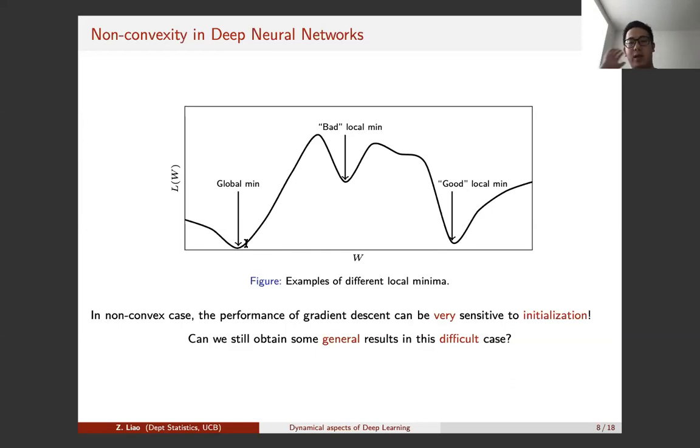So in fact, the non-convexity of deep neural networks introduces many challenges. And in this picture, we clearly see that the performance of gradient descent is very sensitive to initialization. For example, if we start somewhere near this bad local minimum, gradient descent is going to end up in this bad local minimum, which we do not want. Okay, so the question we would like to ask here is, this is a challenging problem, and can we still say something on this difficult problem?